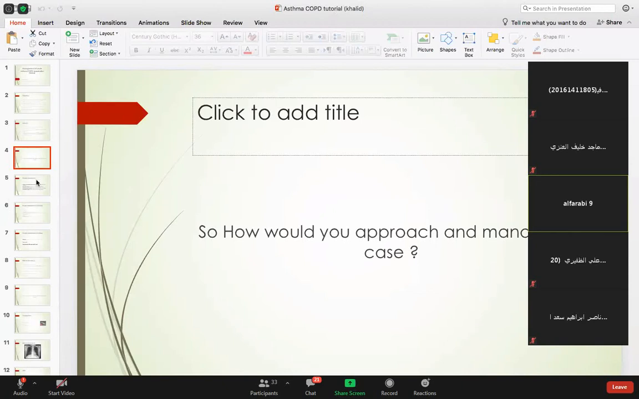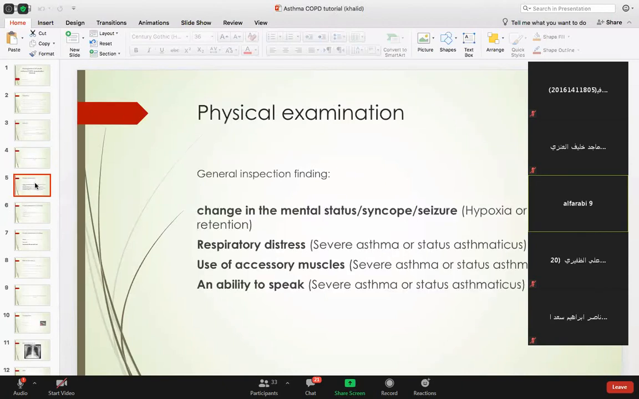Good, okay. So let's continue with the case. In general inspection, you're going to try to find the following. What's his mental status? Is he having syncope? Does he have seizure? Because hypoxia and CO2 retention can cause all of these three. You're going to focus on the respiratory distress. Is he actually using his accessory muscles? Is he able to speak and finish, let's say, 4 or 5 word sentences, or is he just answering yes or no because he is out of breath? All of these are indications of severe asthma or status asthmaticus in general inspection.